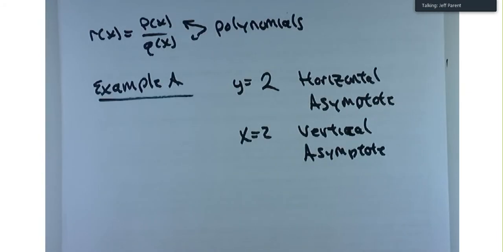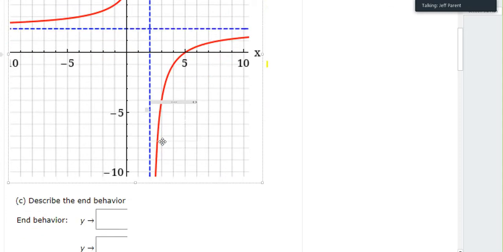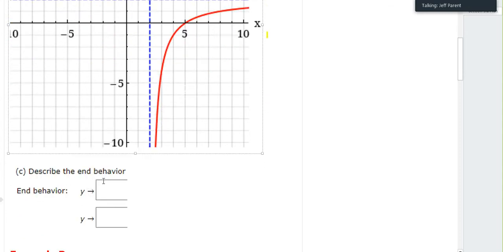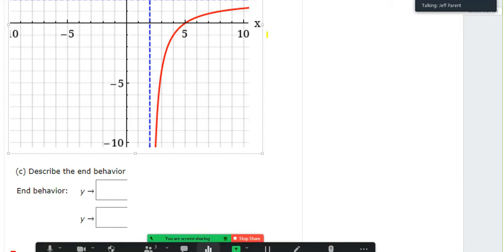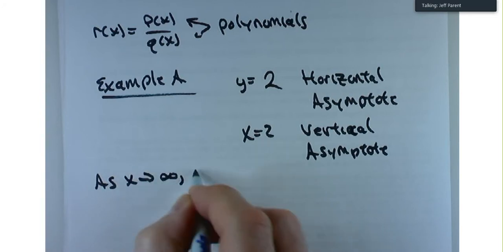Let's look at a couple other things while we're looking at this one. Nothing really too spectacular. We can look at the end behavior. That end behavior is asking, what happens to y as x is approaching positive infinity? Where is the y value getting closer and closer to? It's going to get closer and closer to this horizontal line, which is 2. So the end behavior is that y would approach 2. As x approaches positive infinity, y approaches 2.